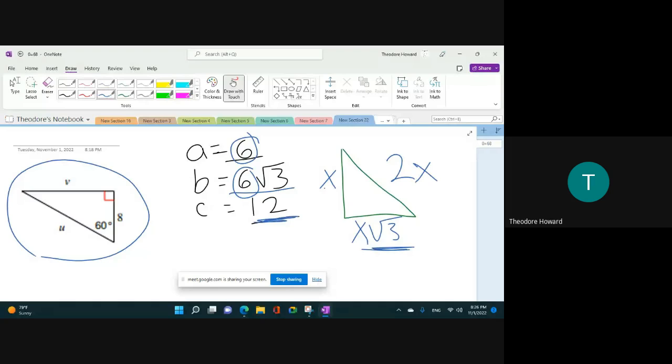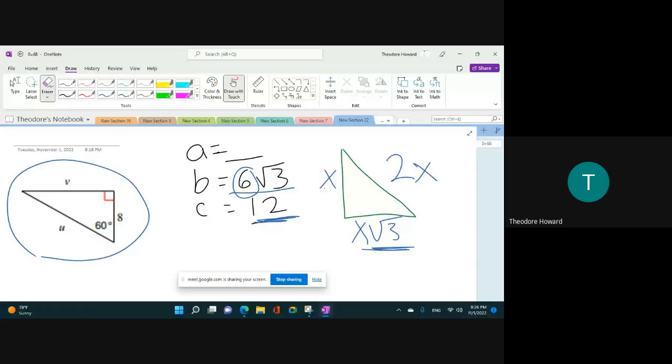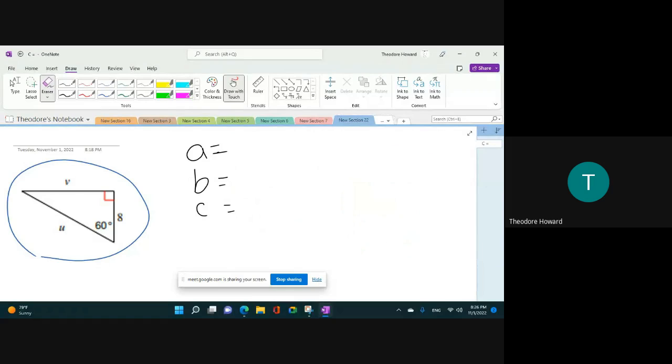Let me erase it. Do y'all need this still before I erase it? No. Jason? No, sir. All right, so let's go ahead and do it. What are we doing real quick? We're reviewing the 30, 60, 90 triangle. The paper with all the chart. All right, so let's do this.